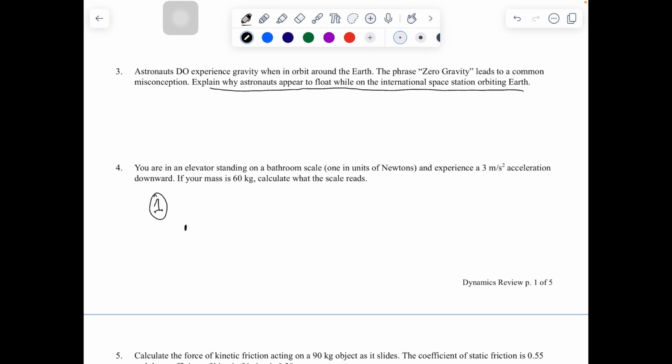Well, we're in an elevator. We're on Earth. There's a force of gravity. We also know we're on the floor, so there's a normal force. Now, a question that we have to ask: how big do we make this normal force?